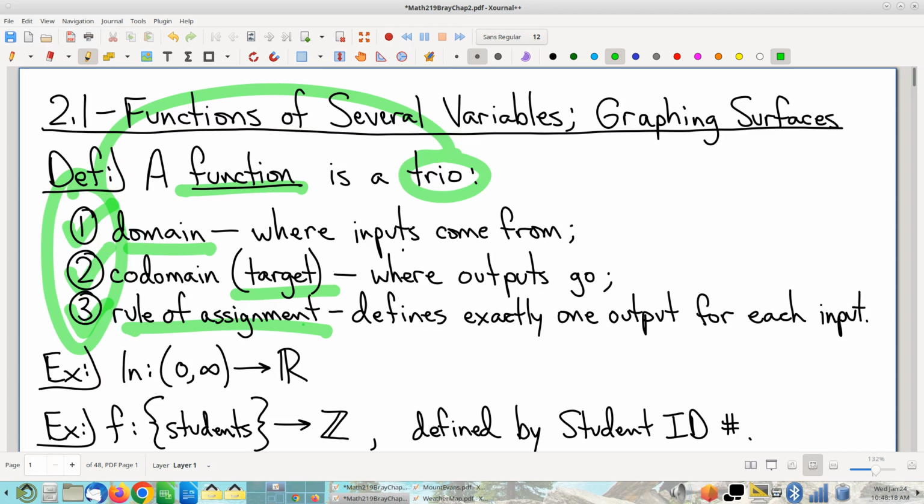All right, and one of the important things about the rule of assignment is you get exactly one output from the target for every input from the domain. So there's no such thing as a multi-valued function. That's not what a function is.